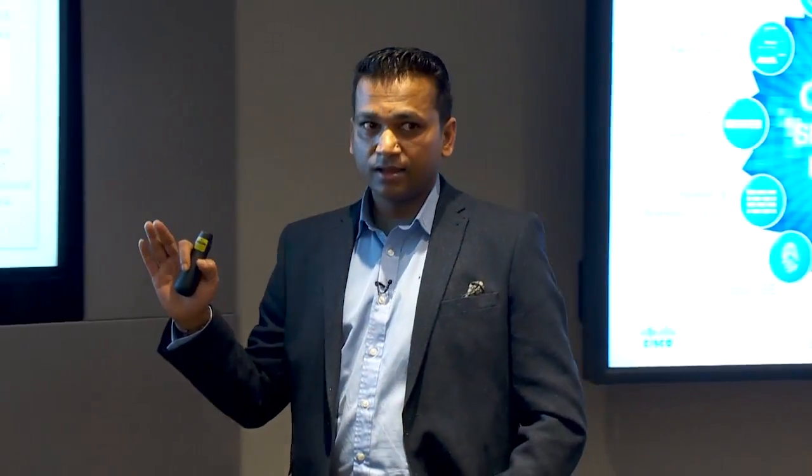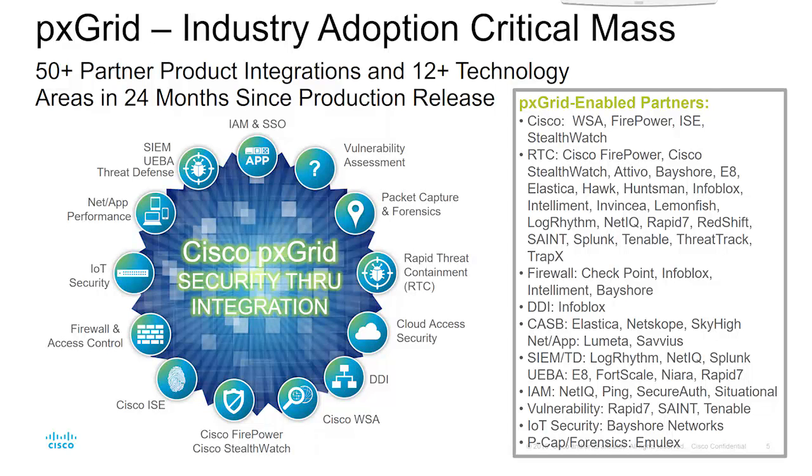Finally, this is pxGrid. I thought this is important to share. What is it that you can talk to if you have ISE? If you have multiple third parties in your environment, can I use ISE to talk to those guys? Yes, you can. Checkpoint firewall, Infoblox DNS firewall. You have Ping, SecureAuth, IoT, quite prevalent. Hackers are finding a way to come in.